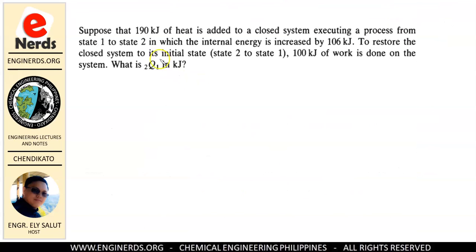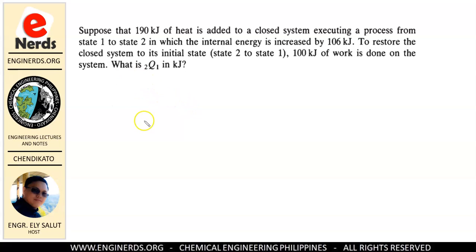Suppose that 190 kJ of heat is added to a closed system, executing a process from state 1 to state 2 in which the internal energy is increased by 106 kJ. To restore the closed system to its initial state, meaning from state 2 to state 1, 100 kJ of work is done on the system. So what is heat 2? The heat added or rejected in kilojoules.